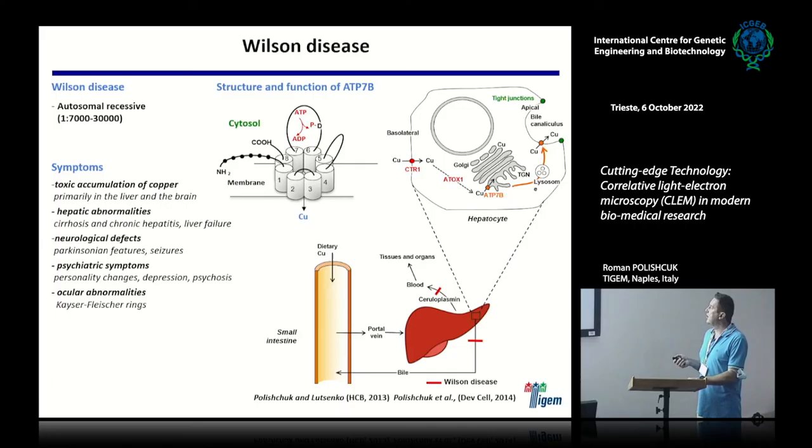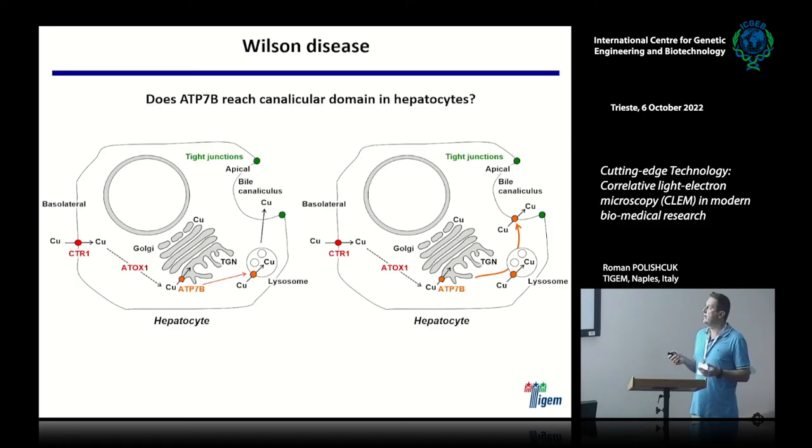So in this context, it's extremely important to know how trafficking of ATP7B happens. Before we came into the field, there was a controversy: whether ATP7B moves from the Golgi to the endolysosomal compartment, where it sequesters copper, which is the endpoint of its trafficking, and then copper is somehow excreted into the bile. Or whether it goes to lysosomes, sequesters copper, and is then also delivered to the canalicular domain of the hepatocyte, where it participates in copper excretion directly into the bile. This would be significantly more important, because in this case the protein can directly pump copper from the cell into the bile, not only sequester it into lysosomes.